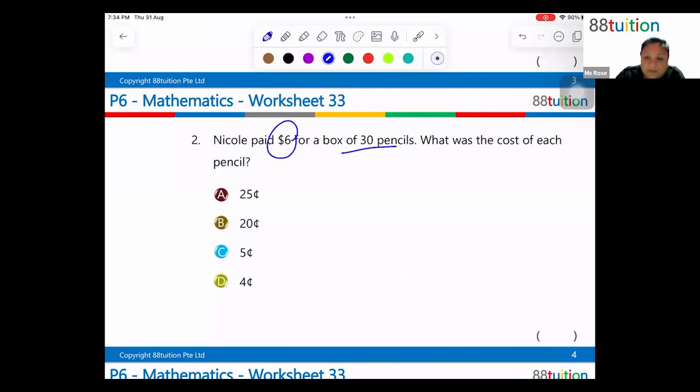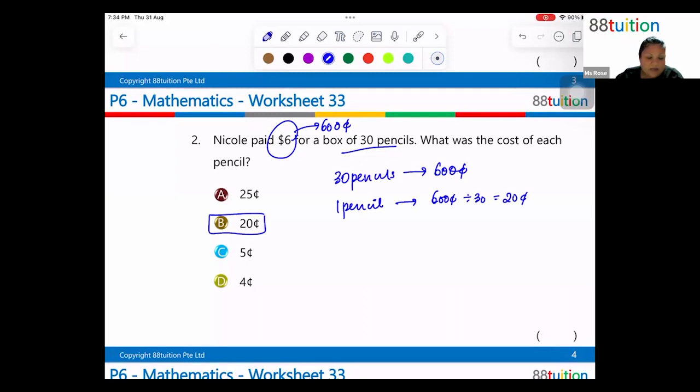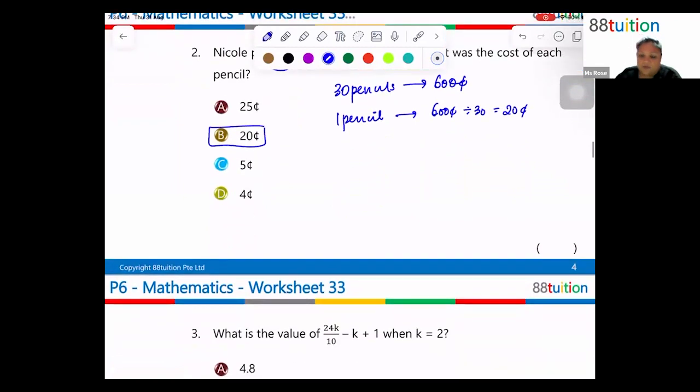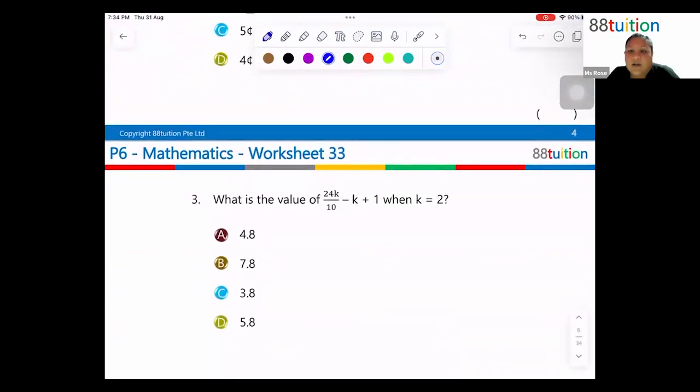Now, okay, so for this question, 30 pencils cost $6. Now, if I change to cents, it will be 600 cents. One pencil will be 600 divided by 30 to give me 20 cents. Okay, so we have B, improved by 2L scores. Well done. Okay, all right. Good.